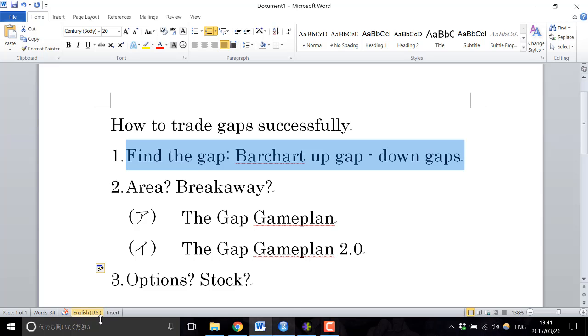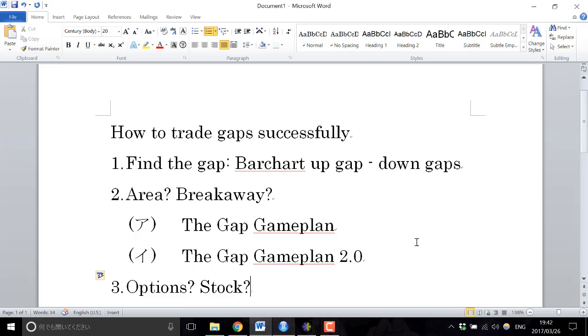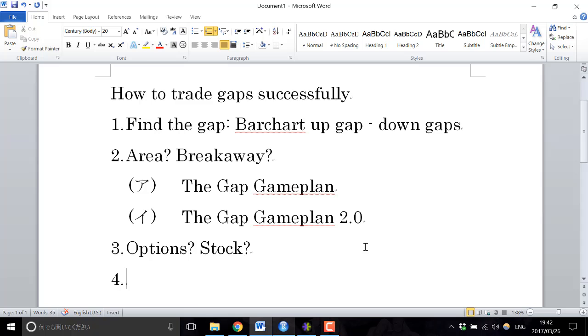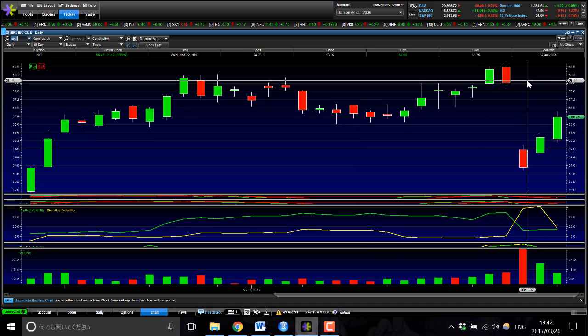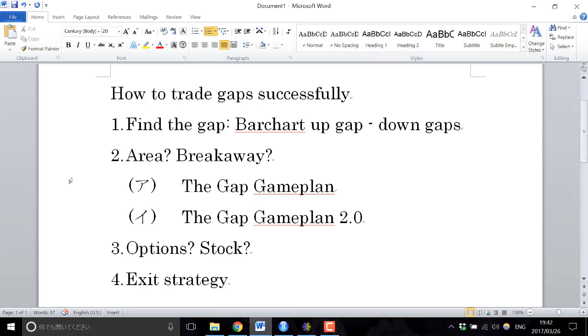So there you go. Find the gap, determine whether it's an area or breakaway gap. I have two methods for doing this, and then determine what your trading vehicle for that gap play is going to be. And the exit strategy for area gaps is pretty simple. You have a price target. When the stock hits that price target, you get out. For breakaway gaps, it's a lot harder, and I have a pretty detailed method of exiting a breakaway gap in the Gap Game Plan. You could check that out.